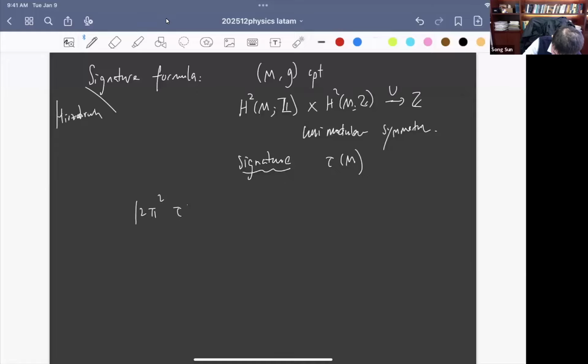12 pi squared tau m. And this is usually given by the integral of the first Pontryagin class, and here Pontryagin only depends on the Weyl curvature: W plus squared minus W minus squared d mu g.